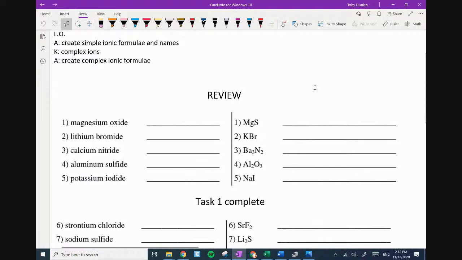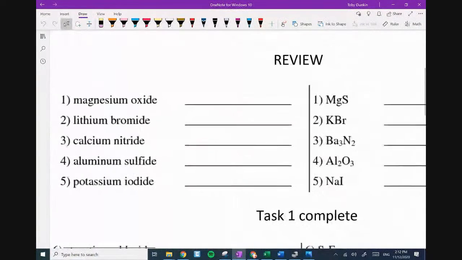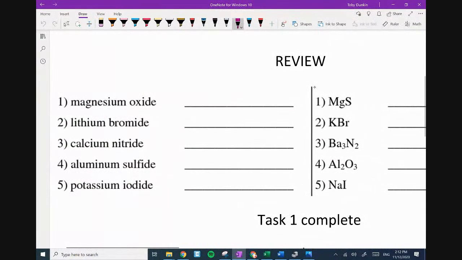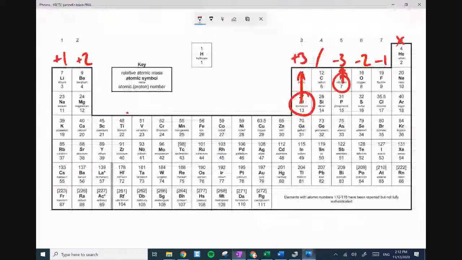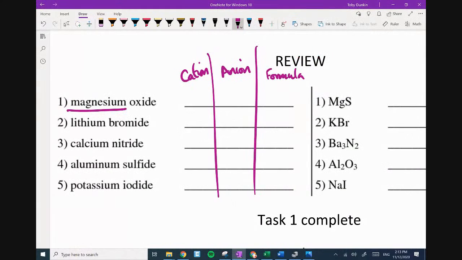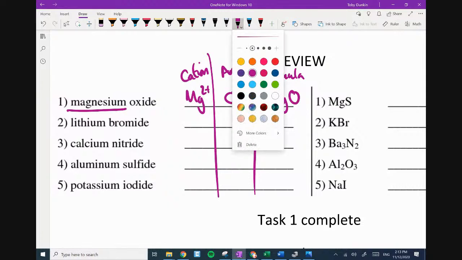Cool. Okay. So magnesium oxide. Let's build it. What I figured we'd do is cation, anion, and then formula. So we can go magnesium. We can find its sign on the periodic table. Magnesium's in group 2, so it's +2. Cation is the positive ion, Mg2+. Anion is O2-. You'll get used to this. Formula, MgO. I'm going to shrink my pen down a bit.